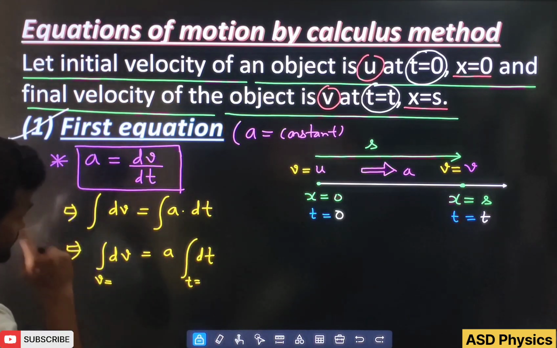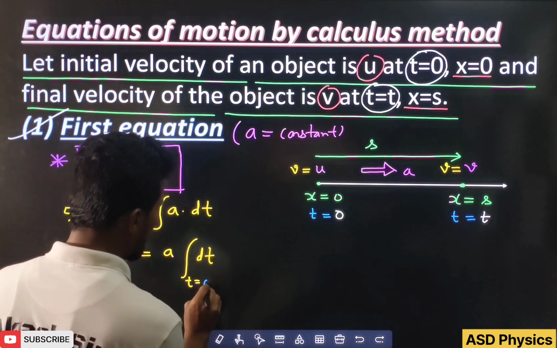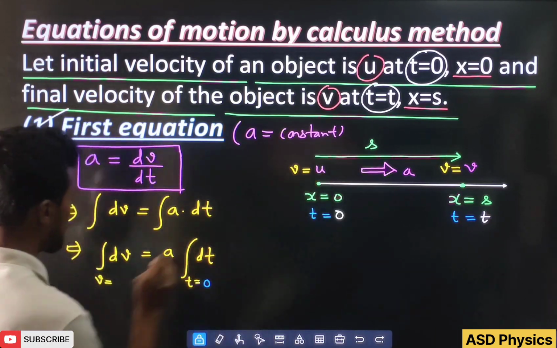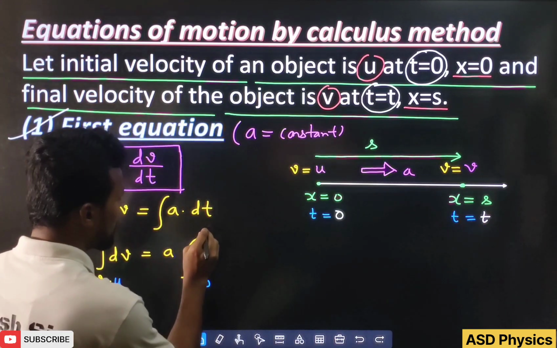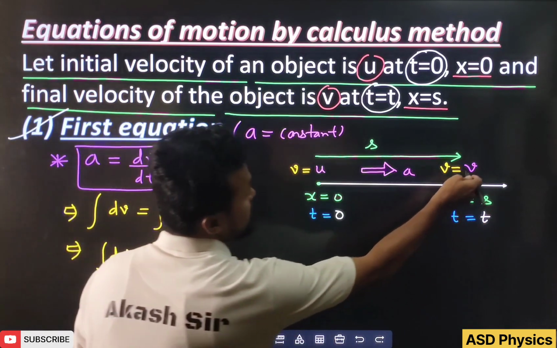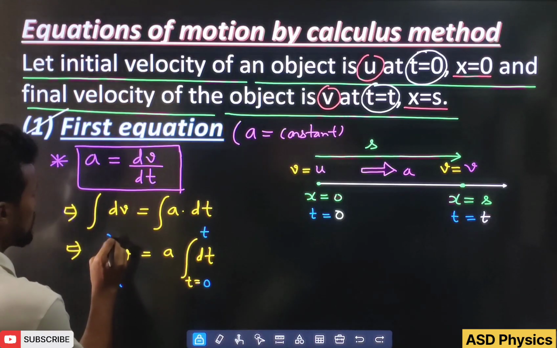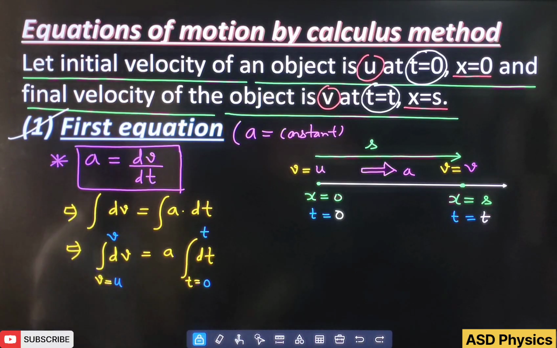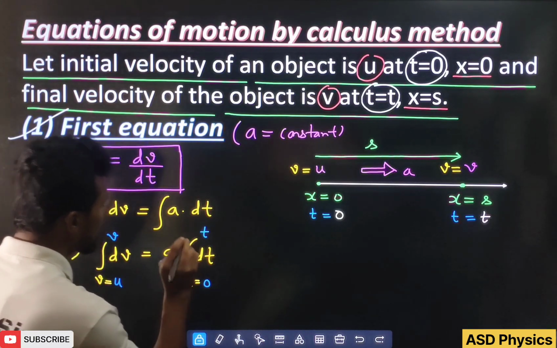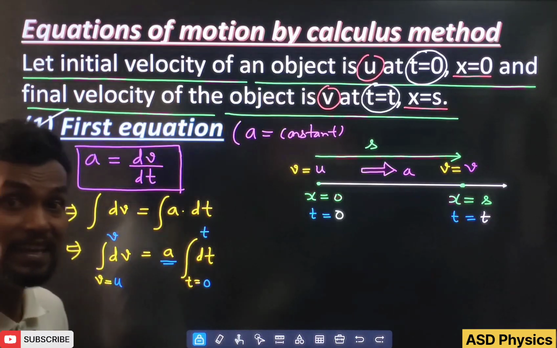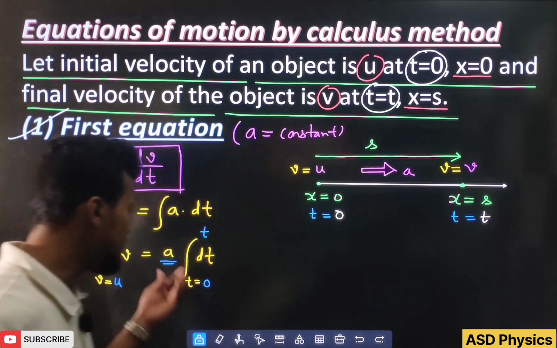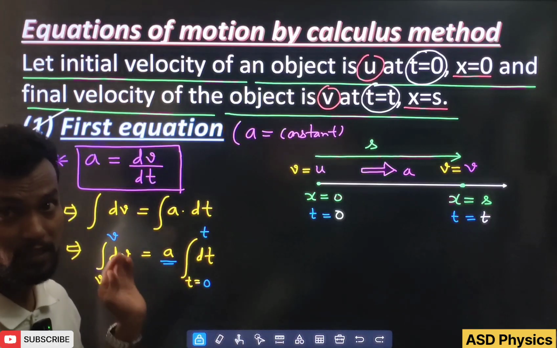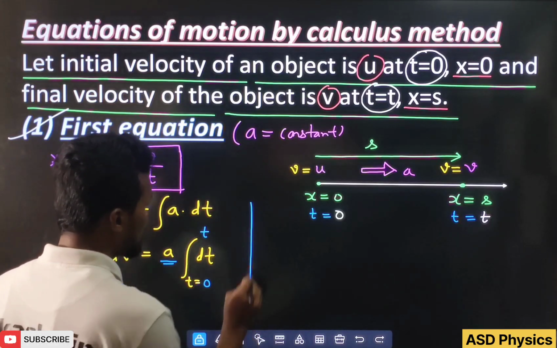At t equal to 0, what is the velocity? The velocity is u. And after time t, what is the velocity? The velocity is v. So this is ready now. And why did a come outside? Very, very important: because a is constant. If a is variable, as we'll see later in non-uniformly accelerated motion, then a will not come outside. Remember that.